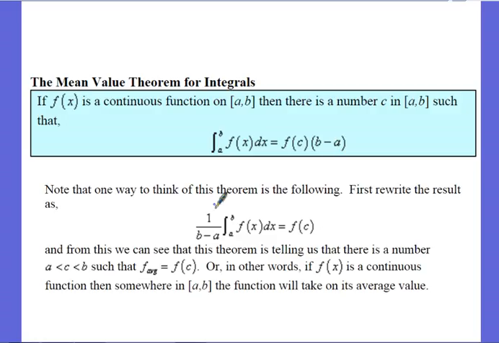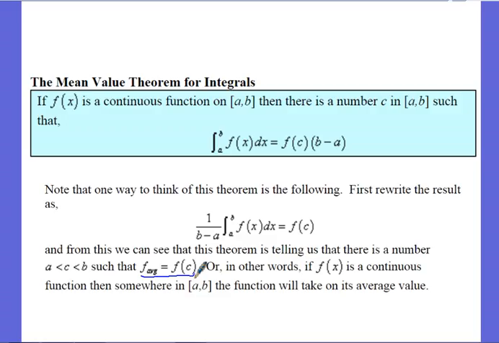If I divide it, then it was the same thing as saying 1 over b minus a. So what is this? The function average, right? Basically this theorem is telling us that there is a number c that's equal to the average function value right here. There is a number c at some point in this interval that is equal to the average function value.